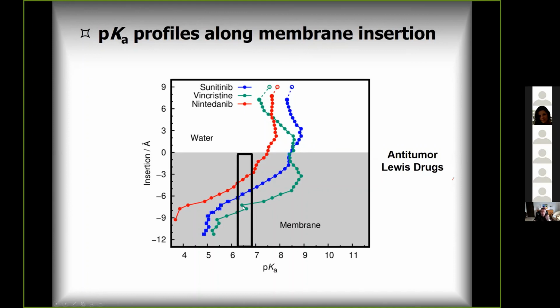So they will require a larger push, just like sunitinib and especially vincristine. The fact that they only get 50-50 in population, because this is the pKa, they only get this deep in the insertion, means that they just don't want to cross the membrane. And this is the pH range for lysosomes.